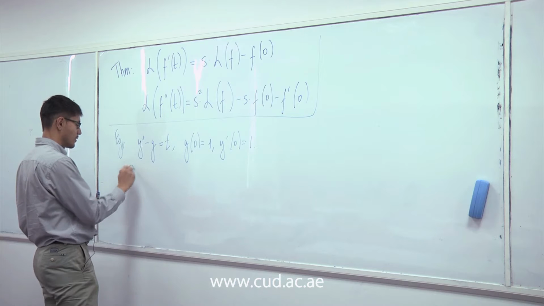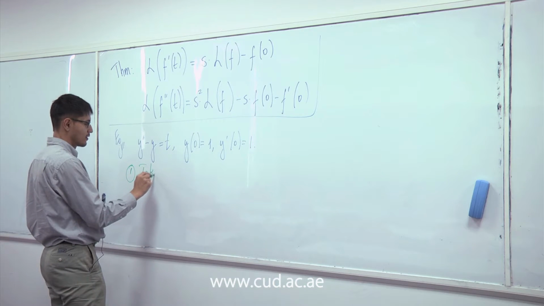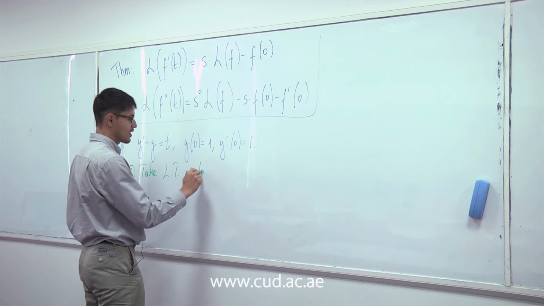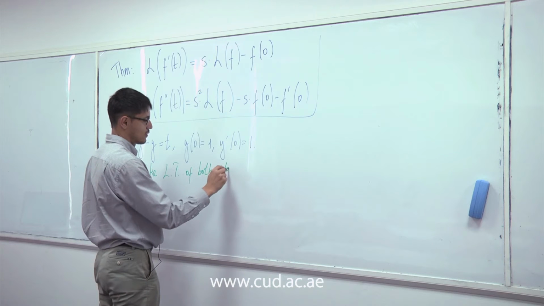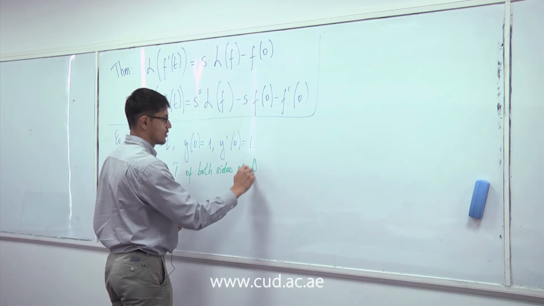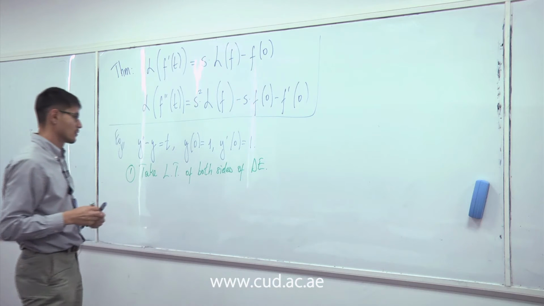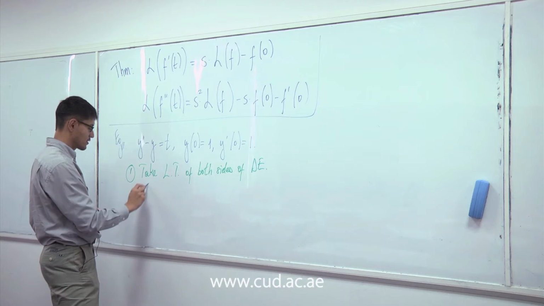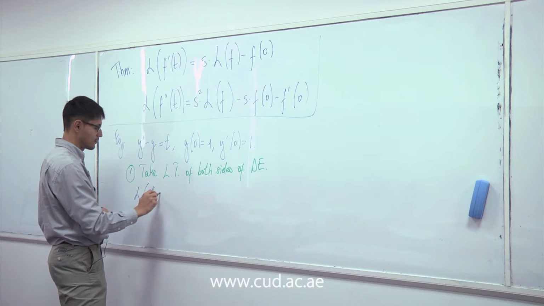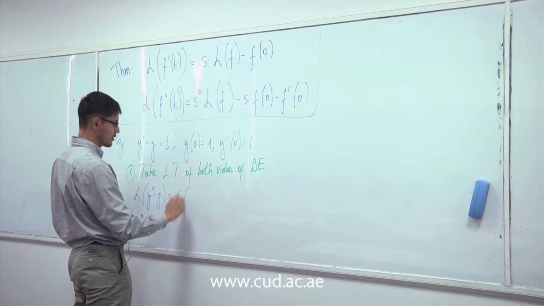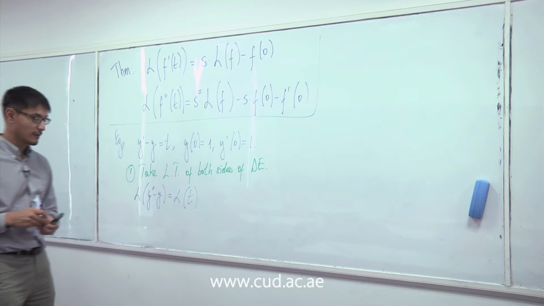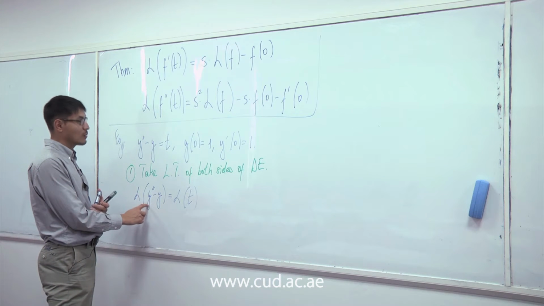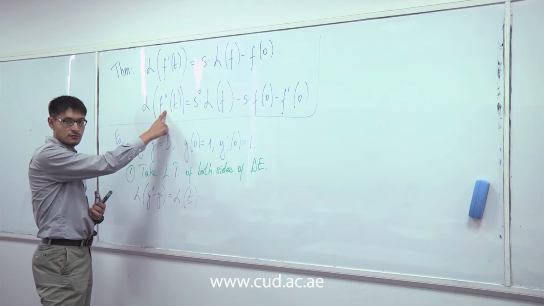The first step is to take Laplace transform of both sides of the differential equation. Okay, so this is your differential equation. We're going to take the Laplace transform of the left-hand side, and that is supposed to be equal to Laplace transform of the right-hand side. All right, now to take the Laplace transform of y double prime, we're going to use this formula.